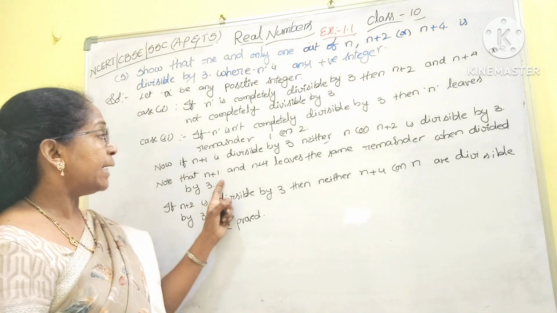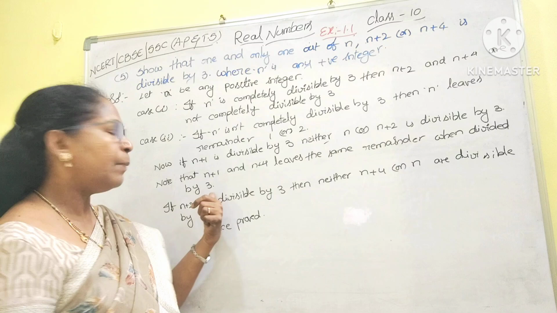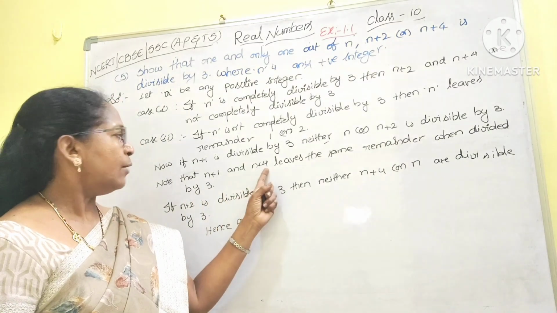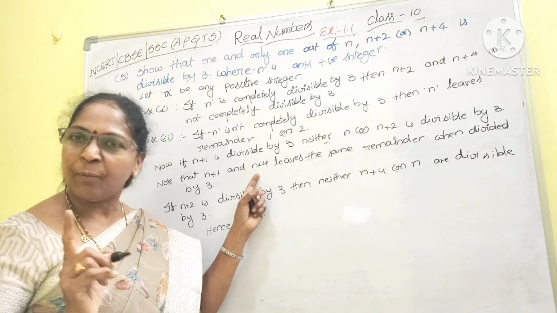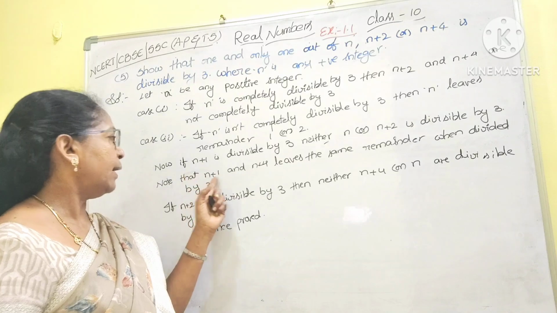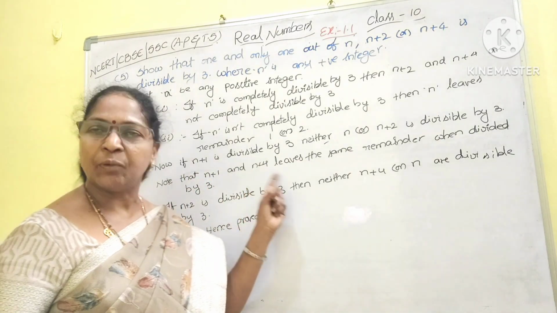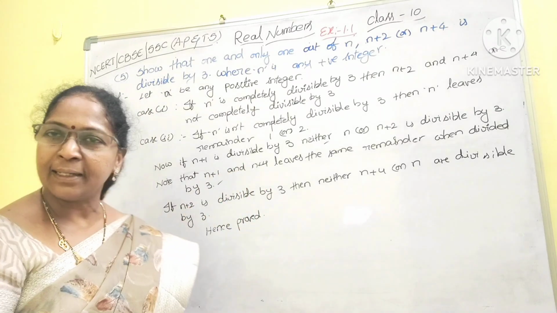Next, note that here n plus 1 and n plus 4 leave the same remainder when divided by 3. Yes. Here 4 and here 1. 4 is nothing but here also the remainder you will get is 1 only. Why? Because 3 ones are 3, remainder 1 only. Whenever n plus 1 and n plus 4 leave the same remainder when divided by 3, yes, this is also exactly correct.